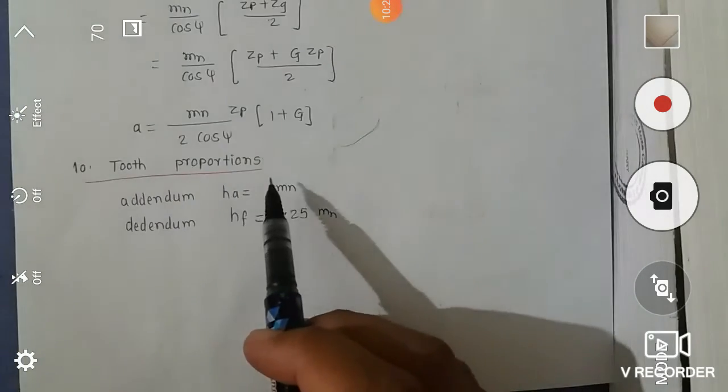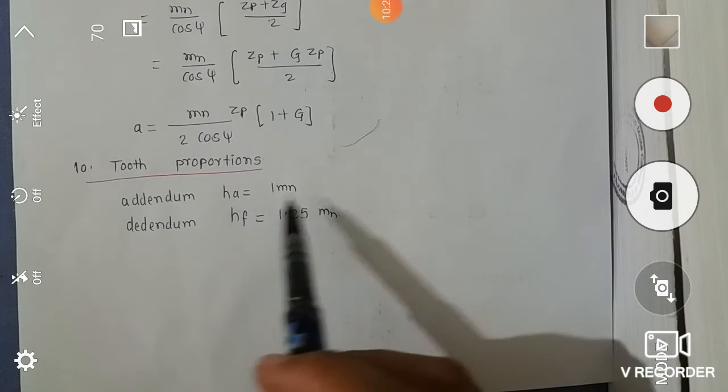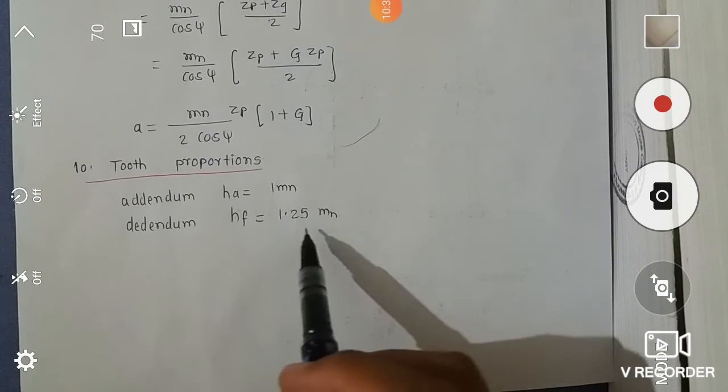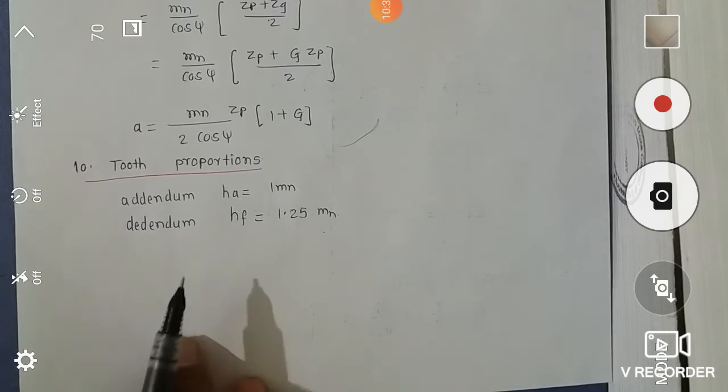Next point is tooth proportions. That is addendum ha is equal to 1 times normal module. Dedendum hf is equal to 1.25 times normal module.